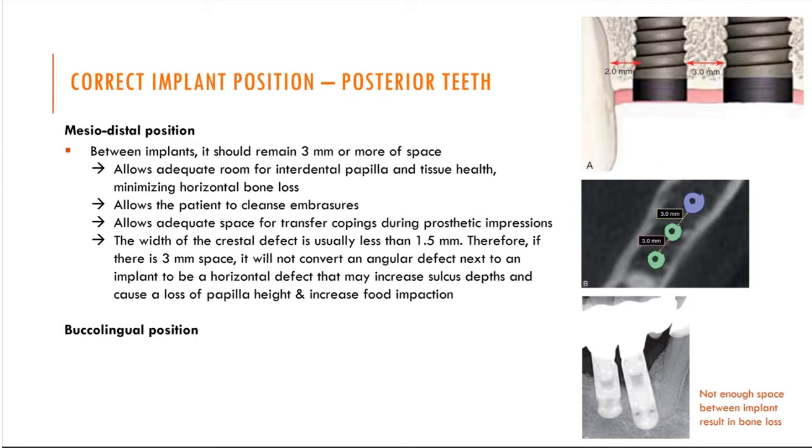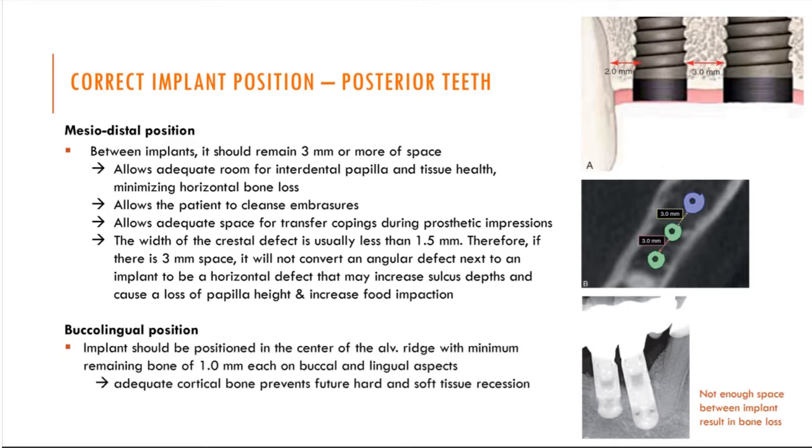For the buccolingual position, the implant should be positioned in the center of the alveolar ridge with a minimum of 1 millimeter of remaining bone on each of the buccal and lingual aspects.